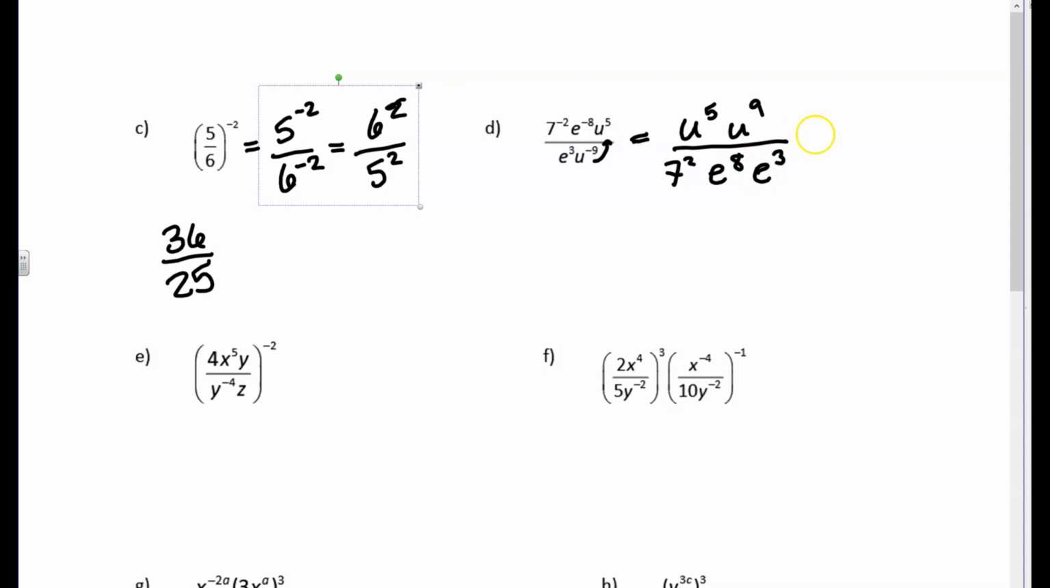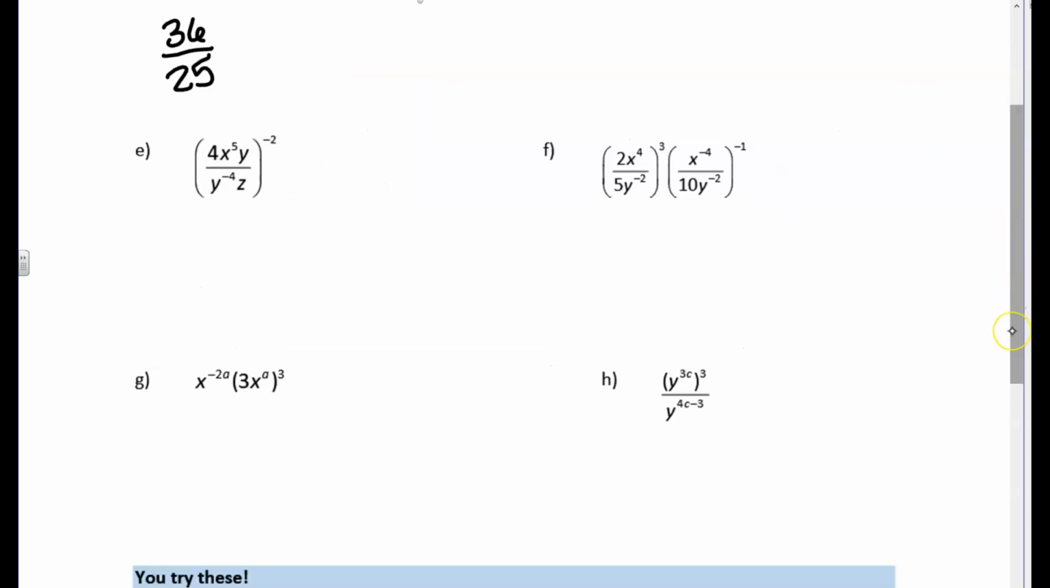And now we're going to use our exponent laws to simplify. u to the 5th times u to the 9th gets me u to the 14th, over 7 squared is 49, and then e to the 8th times e to the 3rd gets me e to the 11th. And we're done. Nothing else can happen.